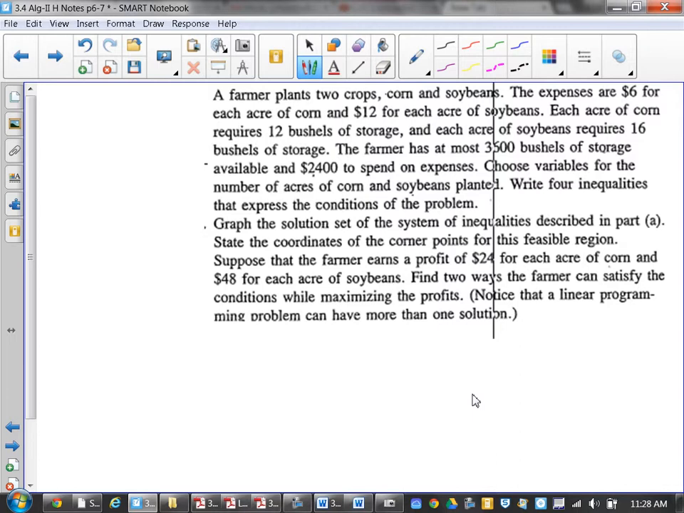Usually what happens here is that you start out with the money. It's got to be less than or equal to $2,400. And the other one is storage, which has to be less than or equal to 3,600. So you deal with those 2 values right off the bat. $6 for corn plus $12 for soybeans. The other one is your storage. The corn needs 12. The other one needs 16.